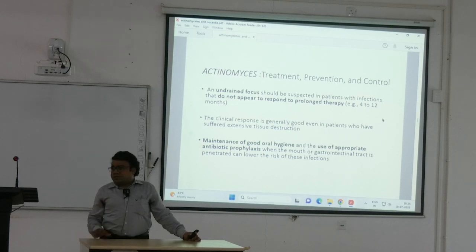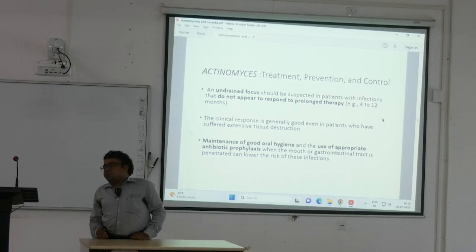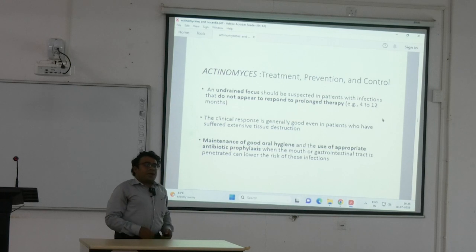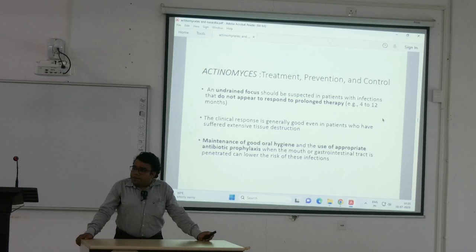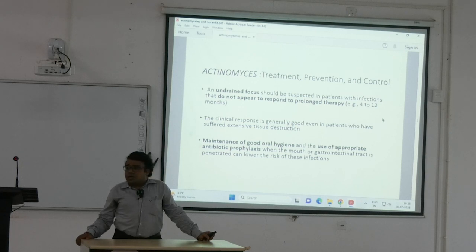Rarely they may disseminate and cause central nervous system infections manifested by cerebral abscess or rarely meningitis. The drug of choice in this case would be penicillin. There is requirement of prolonged therapy. The best maneuver would be surgical drainage, and for diagnosis we need the pus and the suppurations. An interesting feature of this suppuration would be the presence of sulfur granules.